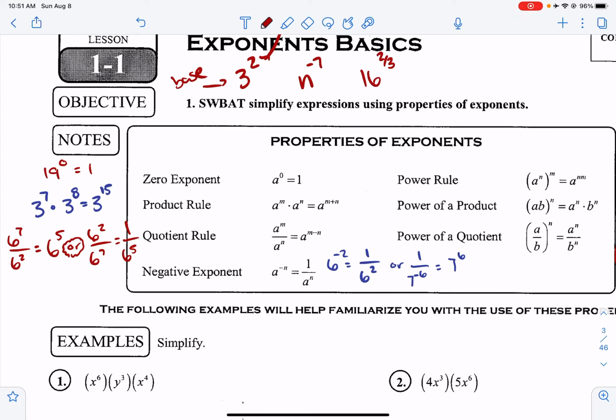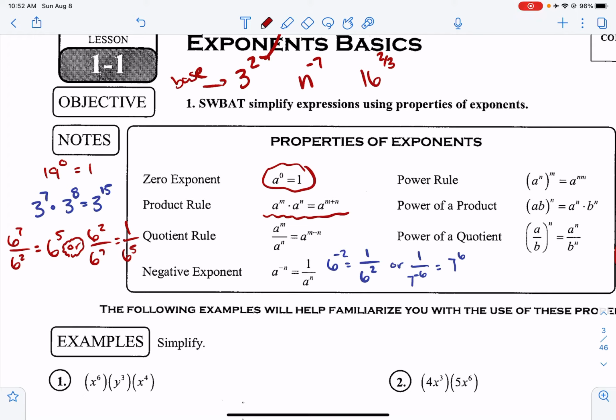So 0 exponent. A to the 0 equals 1. What that means is anytime you raise a number to the 0 power, your answer becomes 1. So 19 to the 0 is equal to 1. The product rule. Any number raised to a power multiplied by that same number raised to a power, you just add the powers together. So 3 to the 7th times 3 to the 8th, you just add the 7 and the 8 together and you get 3 to the 15th.